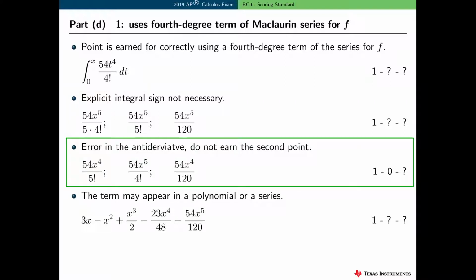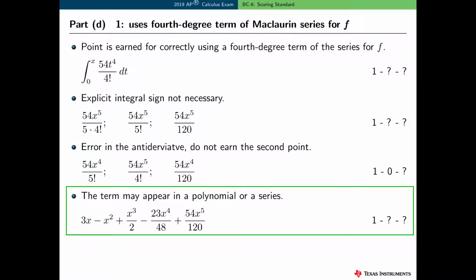If there is an error in the antiderivative, the student does not earn the second point. So each of these expressions conveys the use of the 4th degree term, but there's an error in the antiderivative. So each earns 1, 0, and is eligible for the third point. Now the term may appear in a polynomial or a series, so this expression earns the first point.